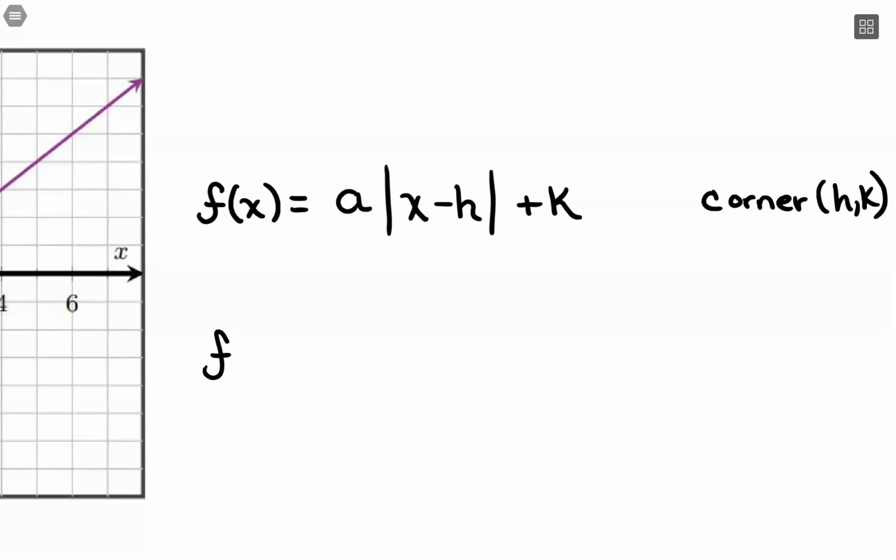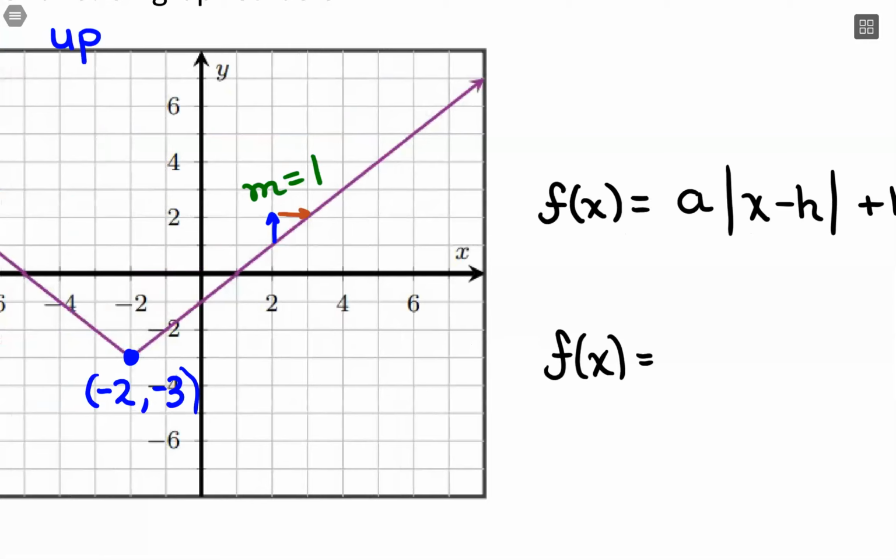Alright, so for our function, a is positive with a slope of 1. So I actually don't need to write anything out here. I technically have a positive 1 where a is, but it's redundant to write that, so I'm just going to go straight to my absolute value piece. But the idea is that a would be positive 1 based on the slope and the fact that it's opening up.